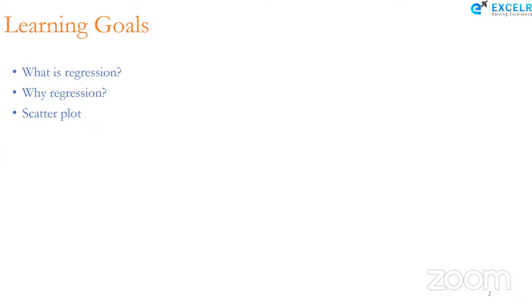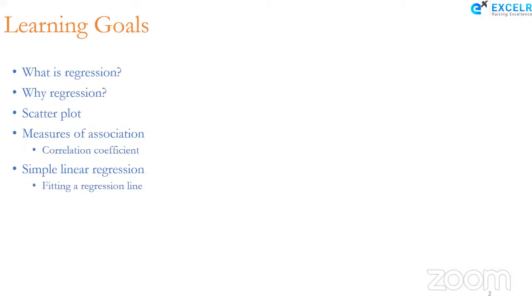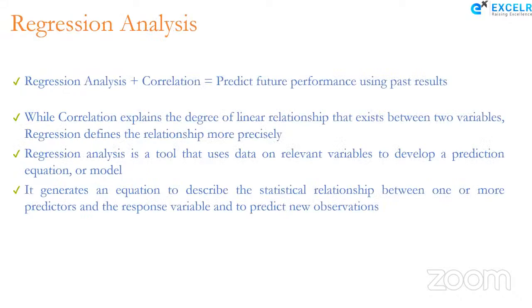First, to understand the relationship between any two variables, we have to look at the scatter plot. Then we look at the measures of association. Basically, how can we quantify the level of association between two variables? We already talked about the correlation coefficient yesterday. Then we'll see how we can use all these concepts together and perform simple linear regression. Once we understand simple linear regression, we will go for multiple linear regression. We'll talk about all these things in today's session.